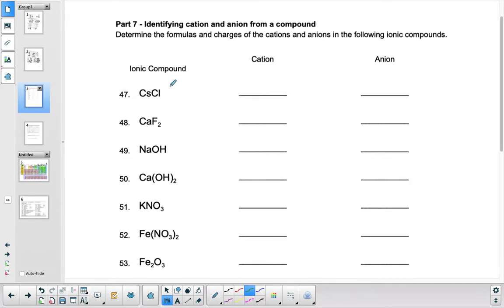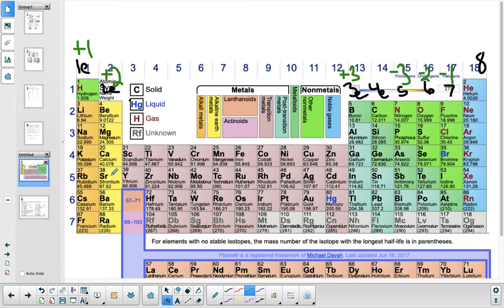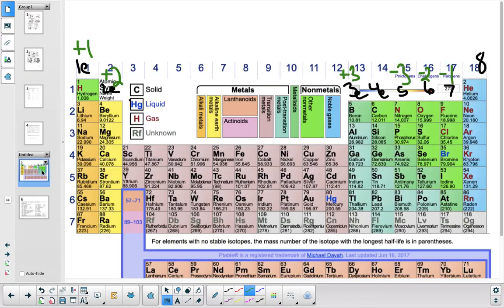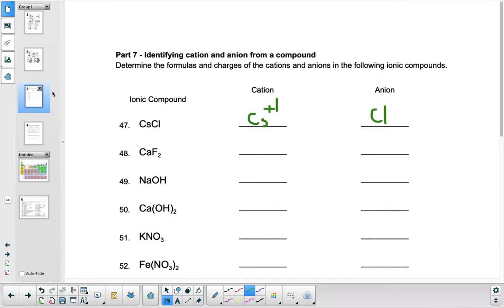So we're starting with cesium and chlorine. So our cation is cesium, anion is chlorine. If we look at our charges, cesium is right here, group 1. So that is a +1 charge. Chlorine is in group 17. Chlorine has a -1 charge.